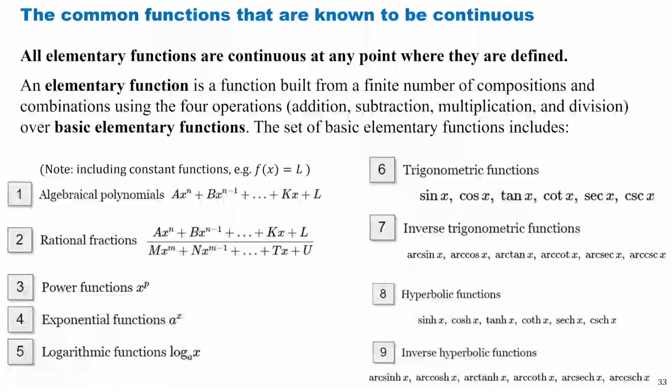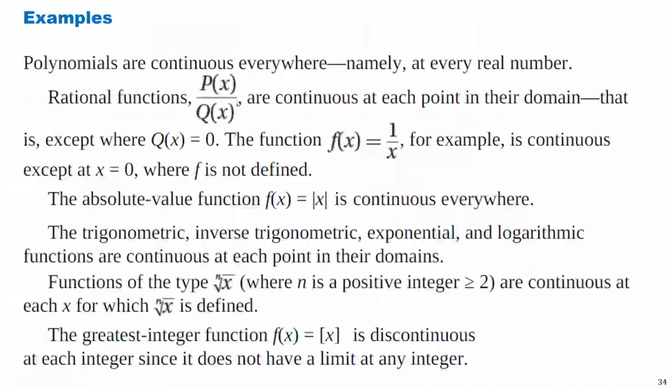Alright, let's have a look at some examples. First, polynomial functions are continuous everywhere, namely at every real number. Second, rational functions, p(x) over q(x), where p(x) and q(x) are both polynomials, are continuous at each point in their domain, that is, except where q(x) equals 0. The function f(x) equals 1 over x, for example, is continuous except at x equals 0, okay? Where f is not defined.